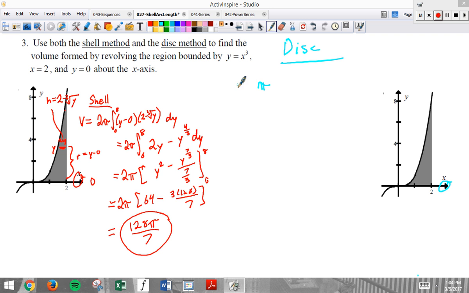Pi. Now, I'm going to draw perpendicular. Okay. Where does that rectangle have to travel from? 0 up until 2. 0 to 2. And how tall is it? That would be the radius of the circle that's revolving. It's x cubed minus 0 squared pi r squared.